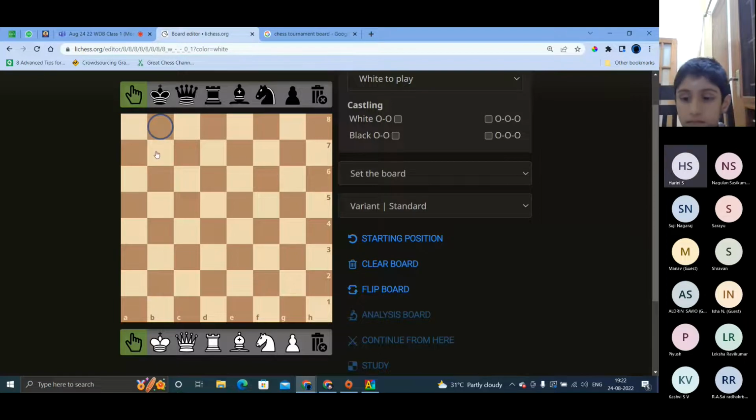No. B. Can you tell again? 8. B8. Very good. Okay. So now Nagulan, which square is this? Name this square. What is the name of this square? G4. G4. This one?